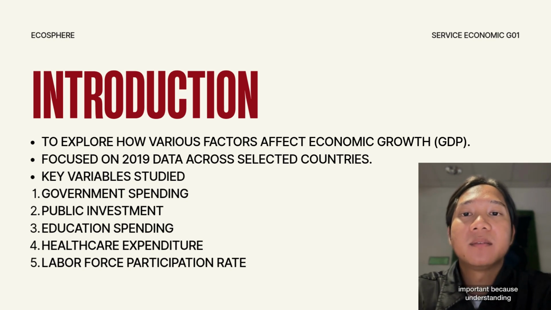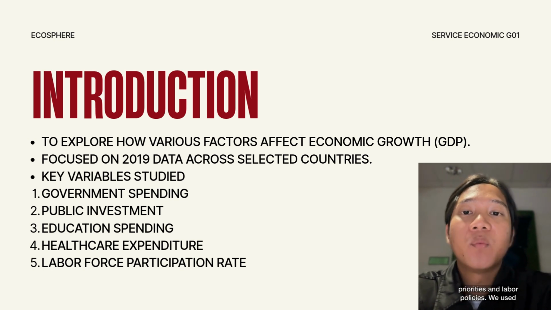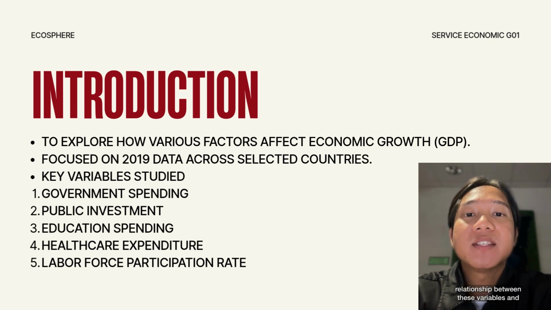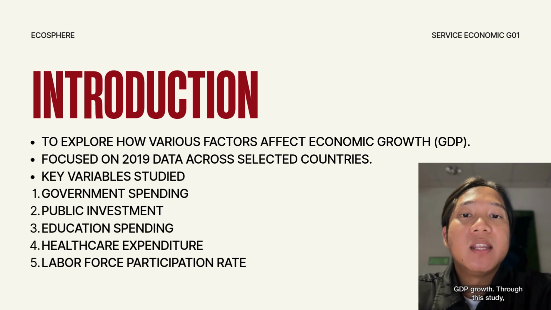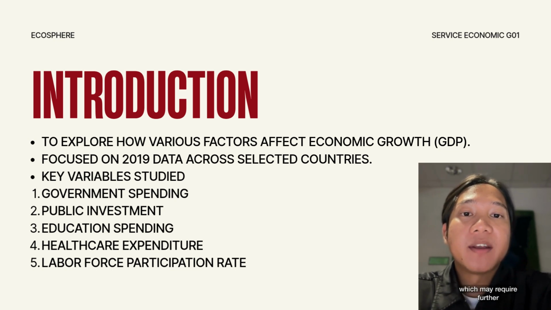This study is important because understanding this relationship can help policymakers make informed decisions about fiscal priorities and labor policy. We use panel data from selected Asian countries and apply econometric methods to examine the long-run and short-run relationship between these variables and GDP growth. Through this study, we aim to identify which indicators significantly affect economic performance and which may require further improvements. With that, I will now pass the presentation to the next presenter.